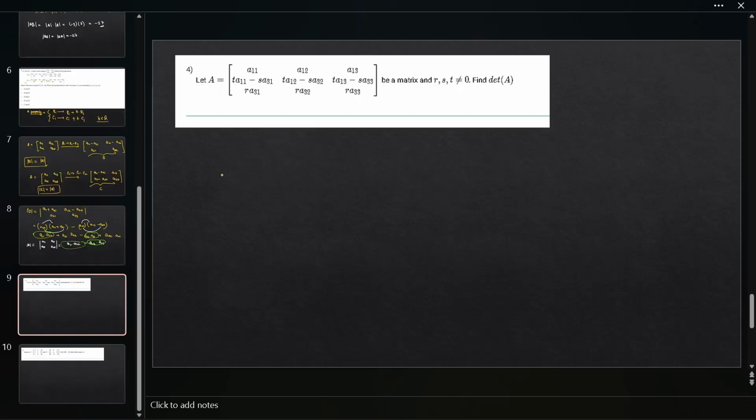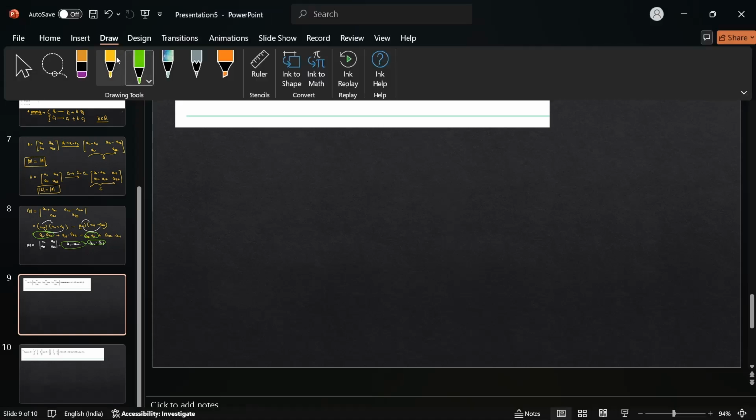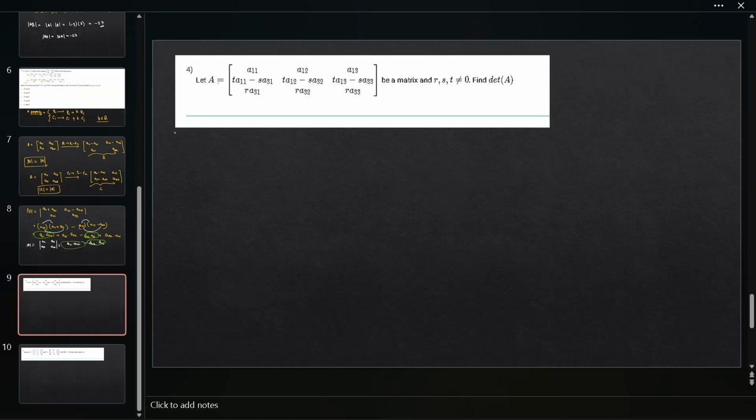Okay. Now moving on to the next question, that is question 4. In question 4, it is given to us that A is a11, a12, a13, then t times a11 minus s times a31, t times a12 minus s times a32, and t times a13 minus s times a33, and then something like this.